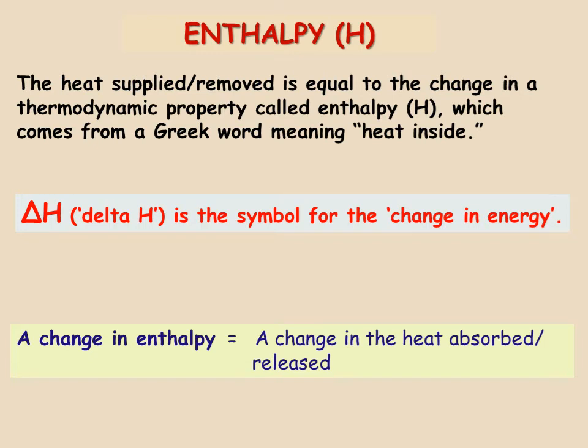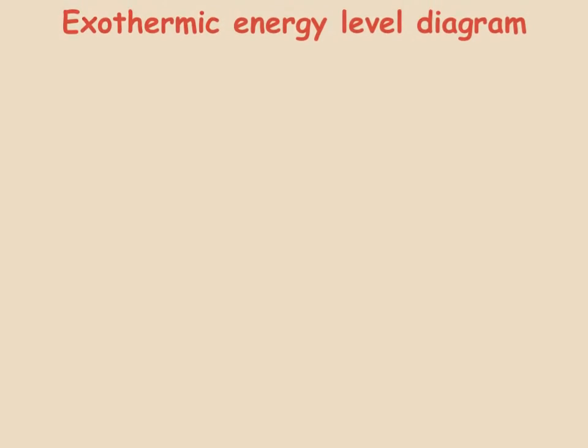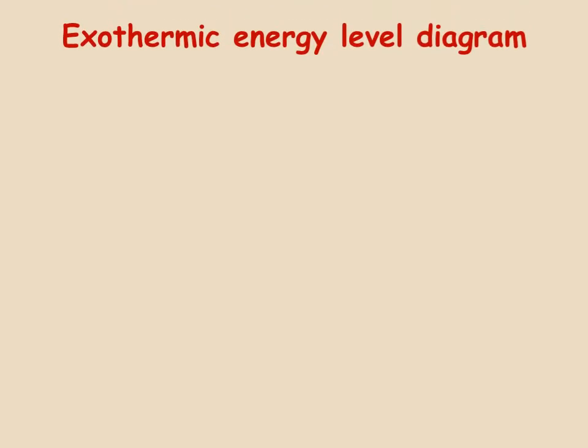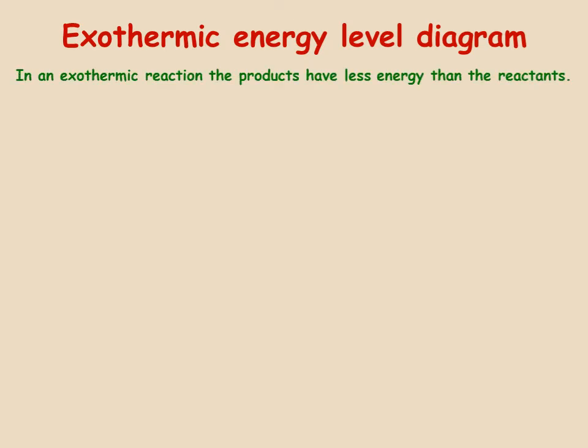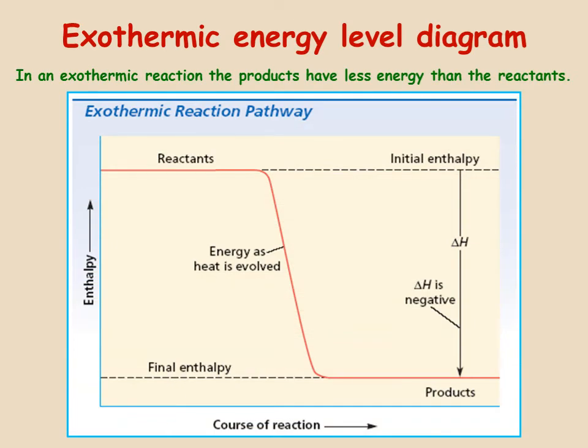Children, let's look at exothermic and endothermic reactions and how we are going to display them in energy level diagrams. The first reaction is the exothermic reaction. How are we going to display this energy level diagram? Look at this, the exothermic reaction pathway. As the reaction is progressing, you can see the products are placed below the reactants, which means the products have less energy content.